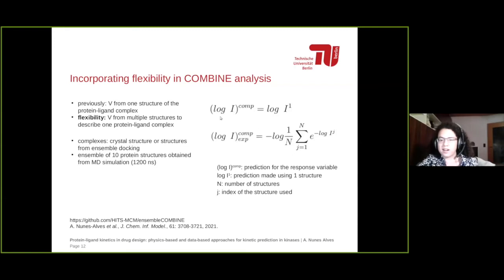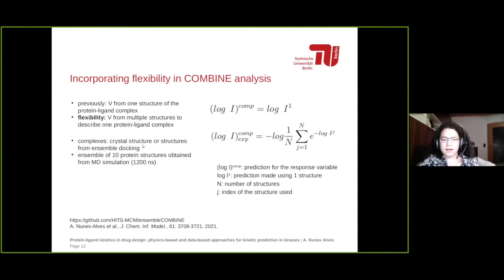So here we have the logarithm of I, where I is any response variable, in our case, K off. And previously, we computed this log I using just one structure. But now what I did in my work was to change this, and now we obtain the logarithm of I by an exponential averaging scheme of n structures used to describe the protein-ligand complex. So if you want to know more about the method, you can check the publication this year in the Journal of Chemical Information and Modeling, or you can also check the code on GitHub.